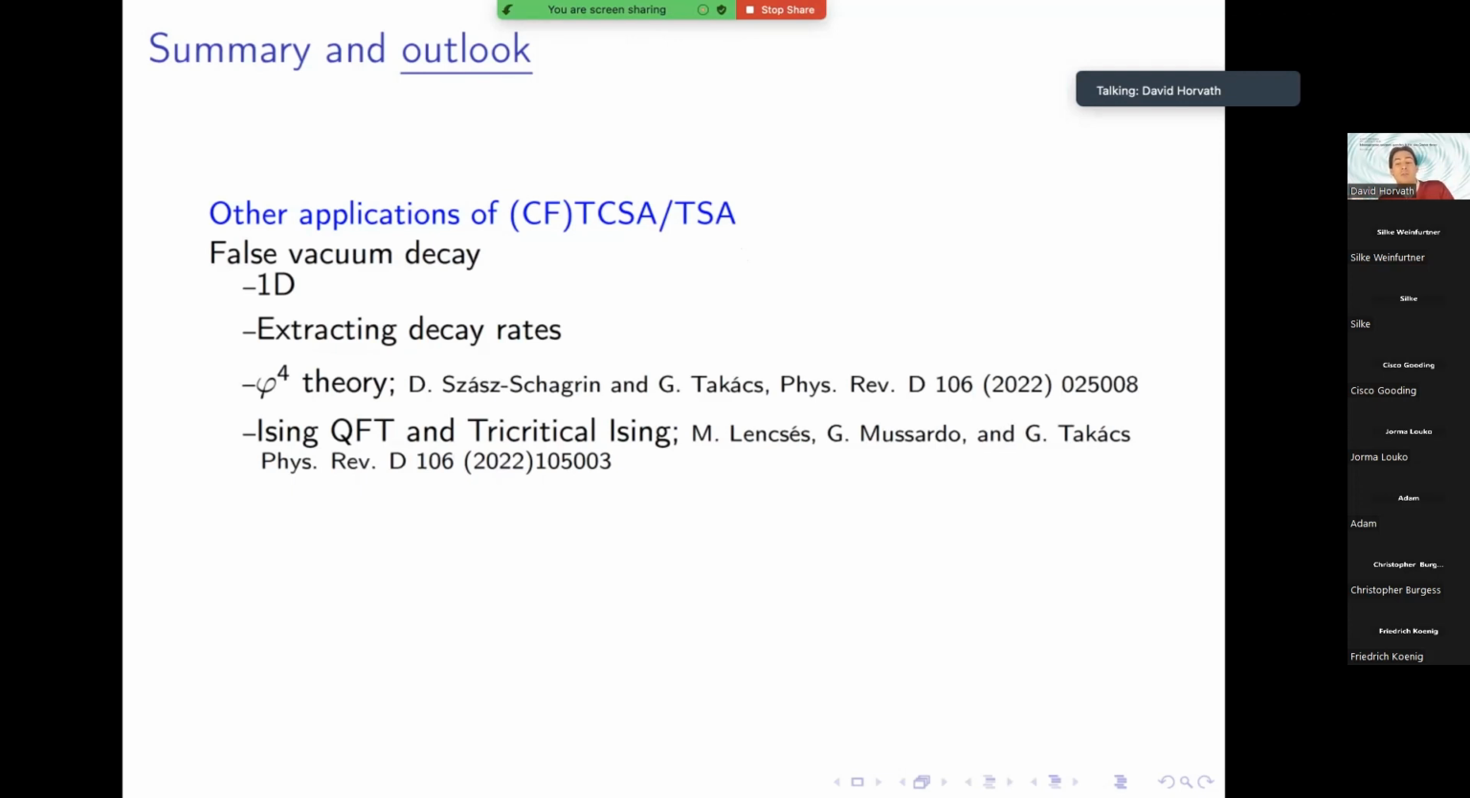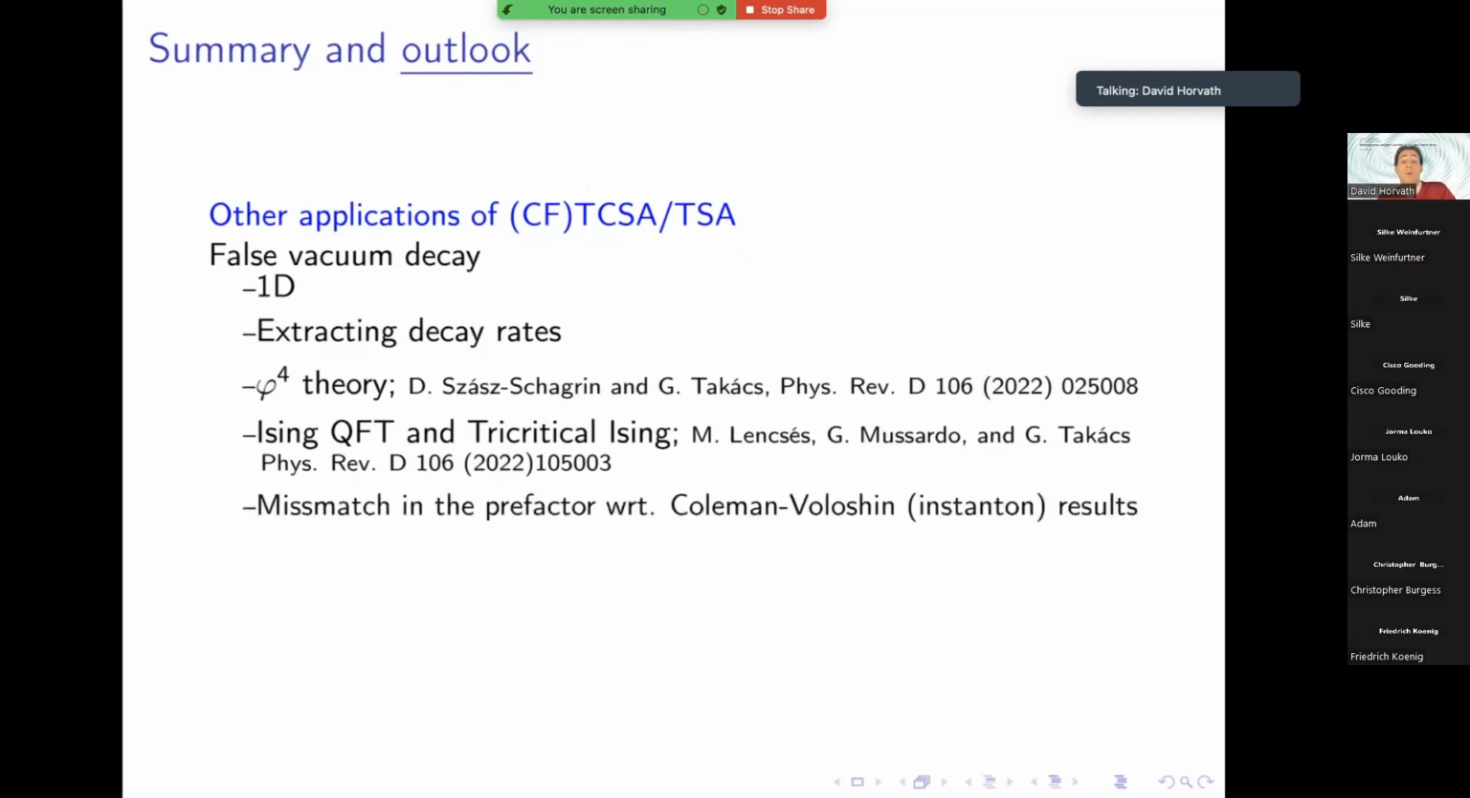Nevertheless, some ideas which were implemented are very similar to the idea which I described, namely not computing the matrices explicitly. And there were other works which focus on the Ising quantum field theory and a certain perturbation of the tricritical Ising quantum field theory, again in false vacuum setups, where this chirally factorized, upgraded TCSA was used. A common finding of this work is that there seems to be a mismatch in the decay rate with respect to the Coleman-Voloshin result, which is based on the instanton calculation and the thin wall approximation.